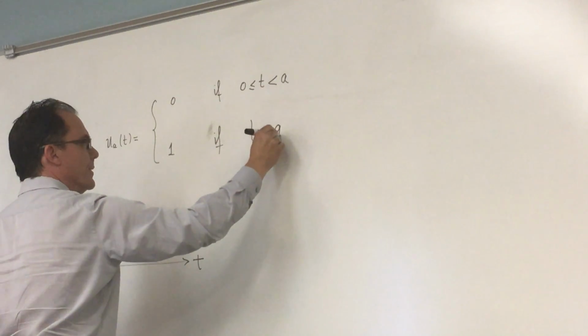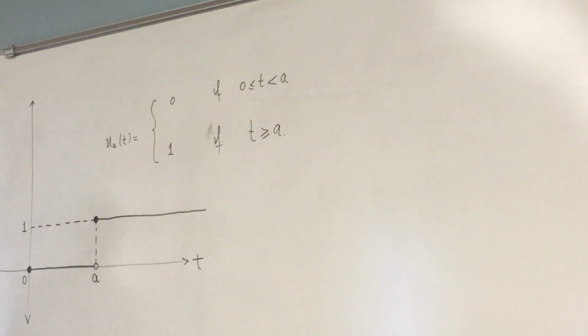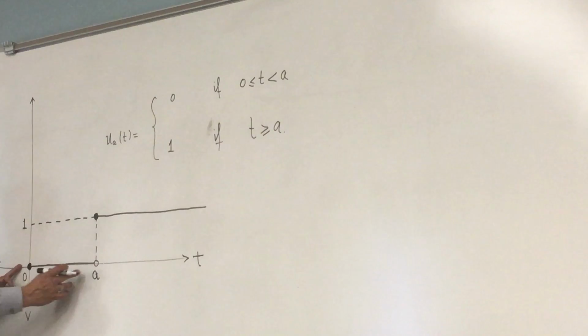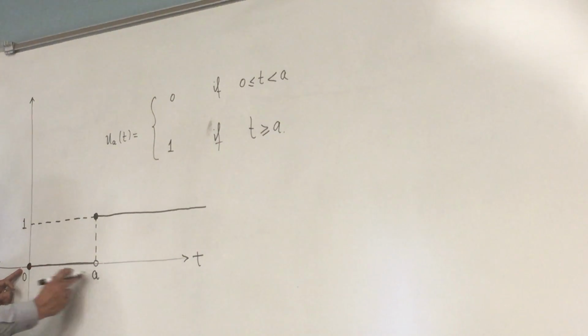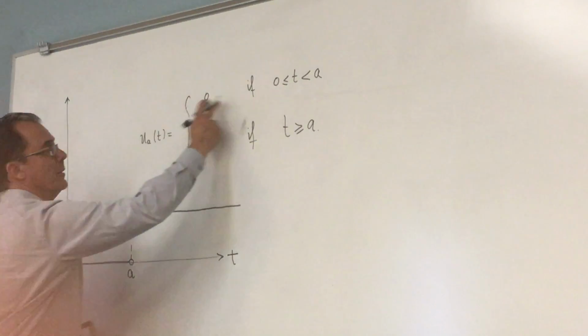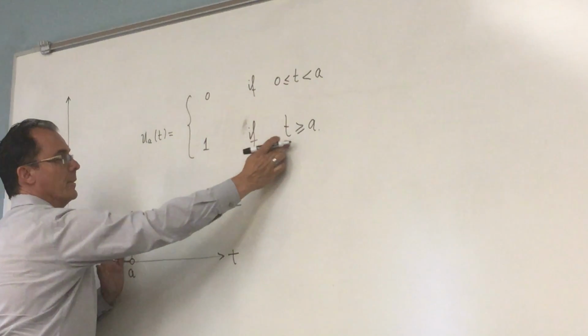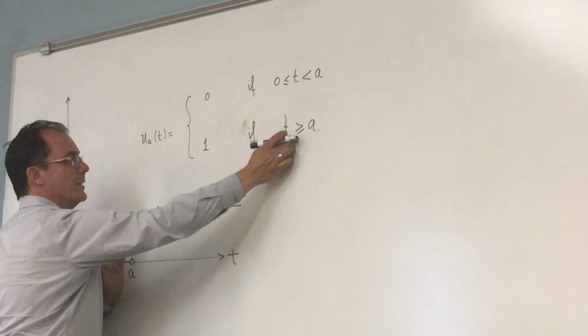The variable is t. Those are the step functions, right? 0 between 0 and a, and then you jump up to 1 after a, for values of t, the variable, greater than or equal to a.